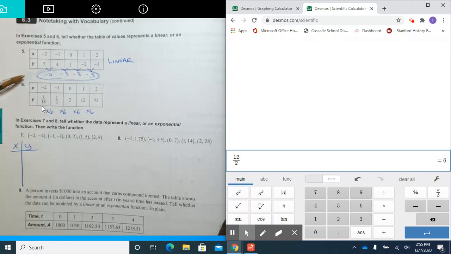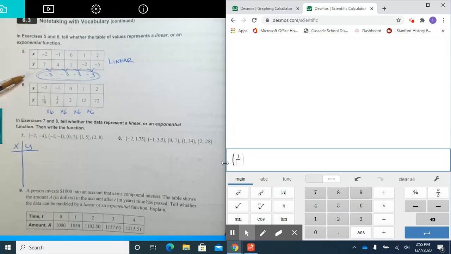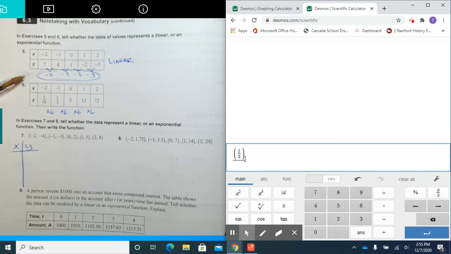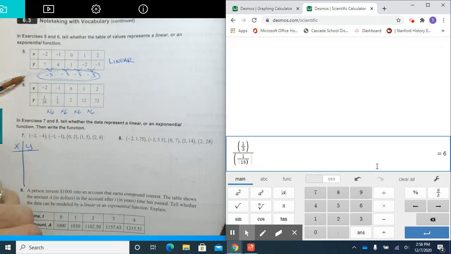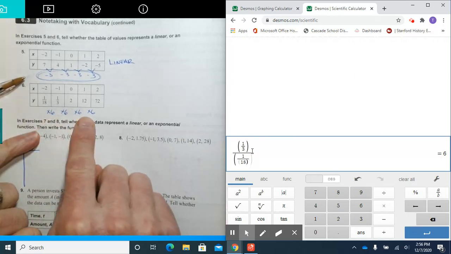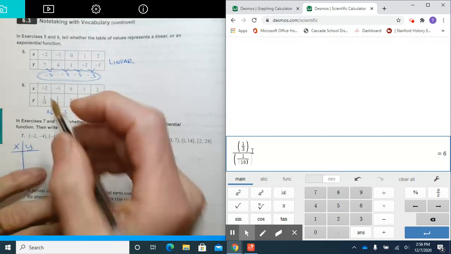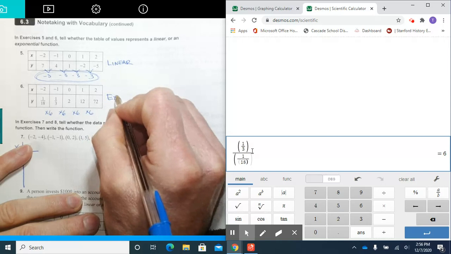And what about this? 1/3, let's do parentheses so we know it's 1/3, parentheses divided by 1/18. There it is. We have 6. 1/3 divided by 1/18. So we know that this is times 6 each one. So there is a multiplication change. So this is exponential.